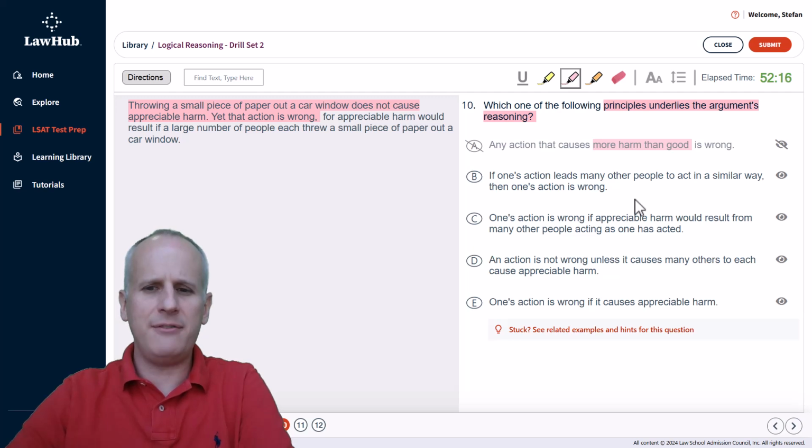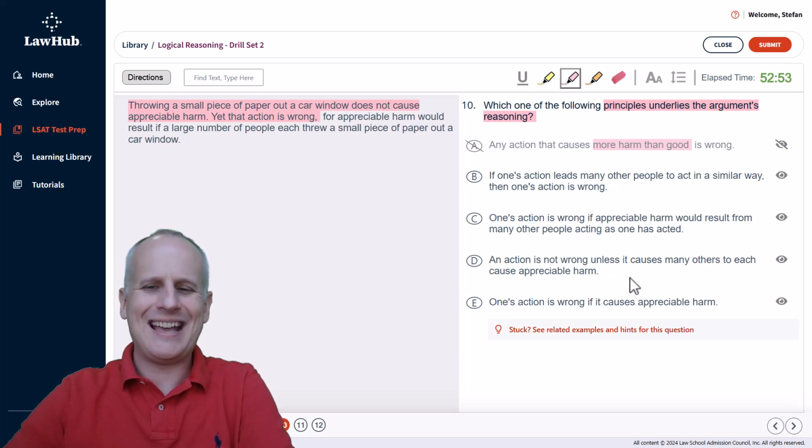Next, with choice B, if one's action leads many other people to act in a similar way, then one's action is wrong. Oh, at least here we're talking about other people, we're talking about similarities, so we'll just hold choice B for right now. Next, with choice C, one's action is wrong if appreciable harm would result from many other people acting as one has acted. This one's a bit more word salady than B, but it's still talking about appreciable harm, which is definitely a term in the paragraph. And we're talking about other people acting in the same fashion. So we'll hold C along with choice B.